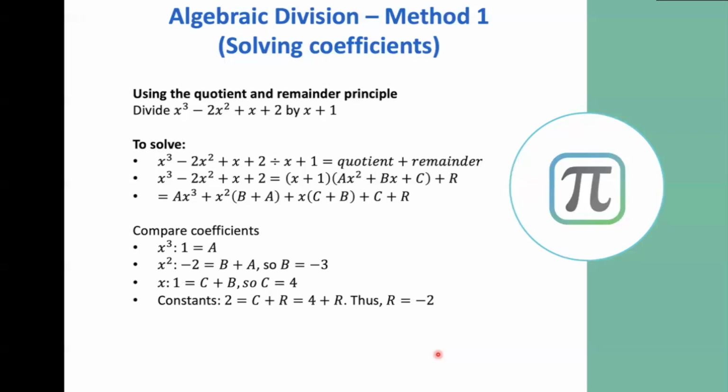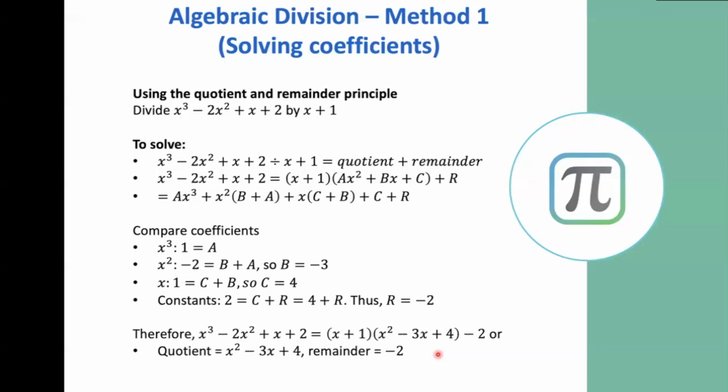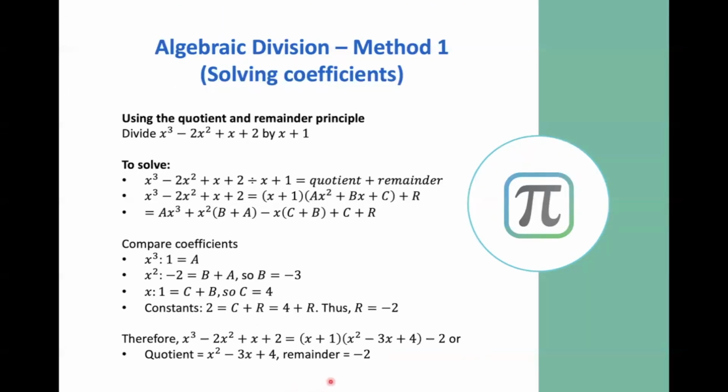For x, 1 equals c plus b, so c equals 4. And then for the constants, 2 is equal to c plus r, which is equal to 4 plus r. Therefore, r must be minus 2. For this polynomial, then, if we divide x cubed minus 2x squared plus x plus 2 by x plus 1, we have a quotient of x squared minus 3x plus 4 and a remainder of minus 2, which is our answer.